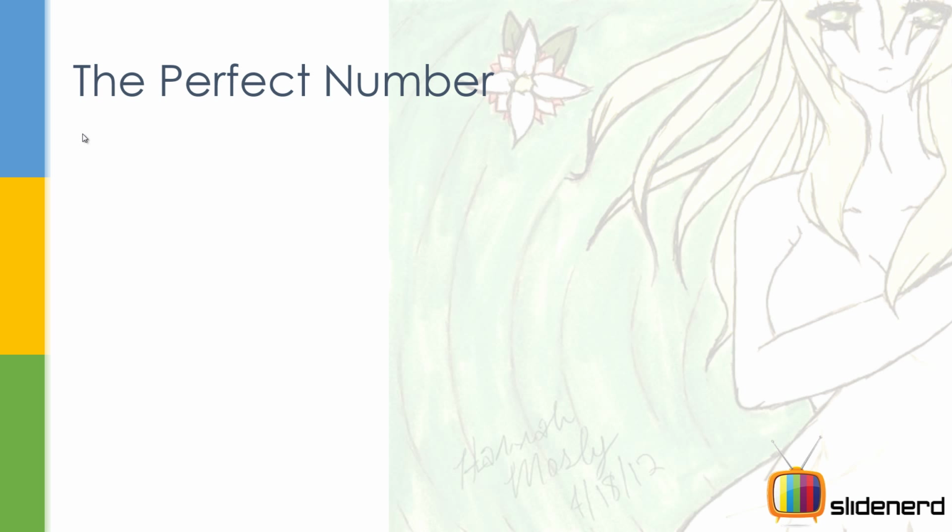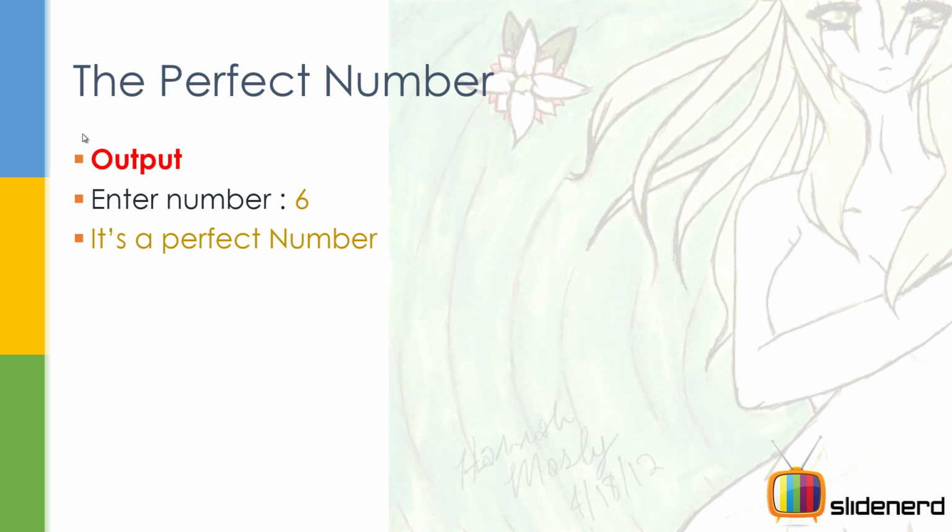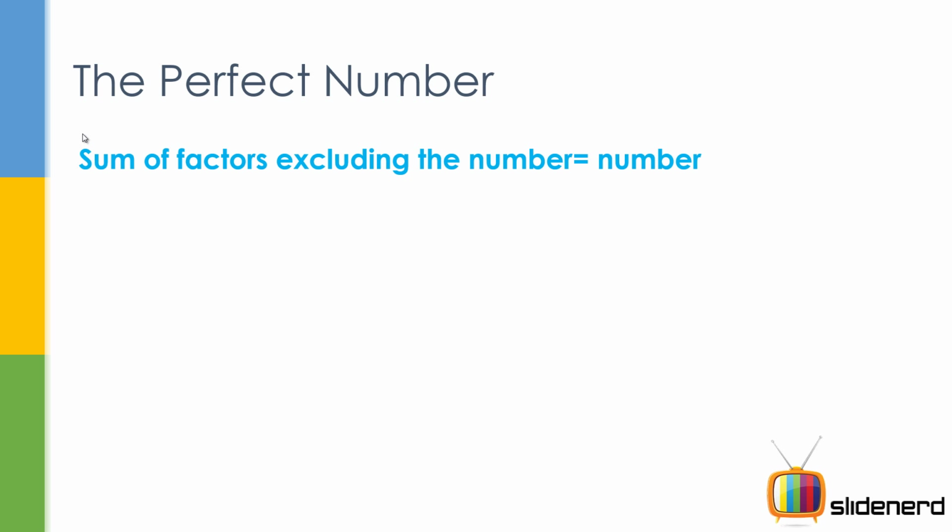So let's go ahead and see. If you have the output, enter the number 6. Yep, it's a perfect number. Enter the number 7. Nope. The program says that. So for 7, there are no factors, only 1 is the factor. We can take 1 and 7, but we exclude the number when considering perfect numbers. So let's go ahead and see how this is done. Sum of the factors excluding the number.